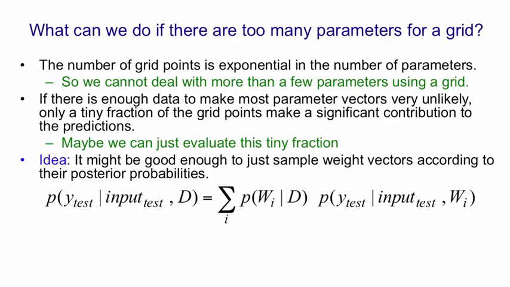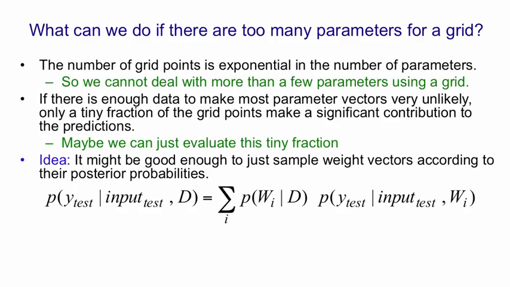So if you look at this equation, the probability that we assign to a test output, given the input for the test case and the training data, is the sum over all points in weight space of the posterior probability of that point in weight space, given the training data, times the probability distribution for the test values that we predict given that point in weight space, Wi, and given the test input.